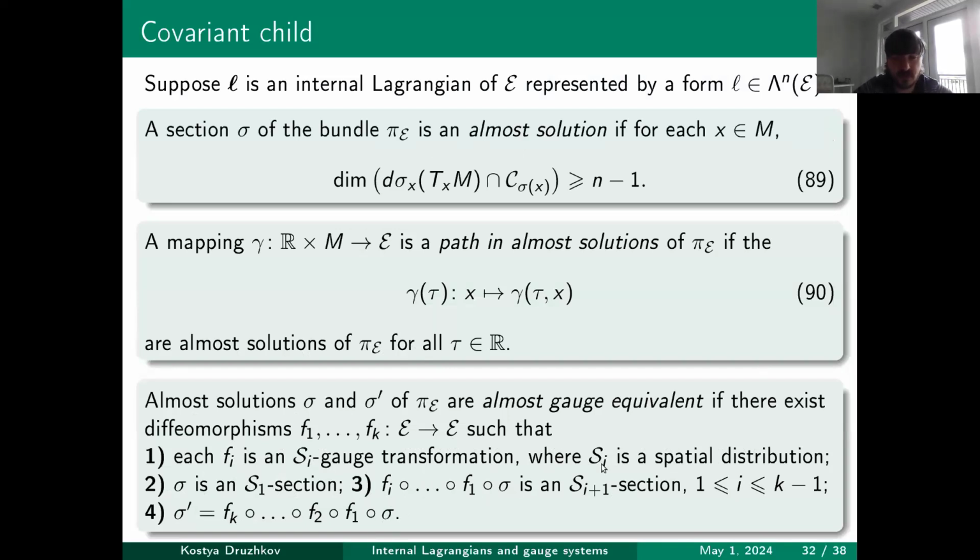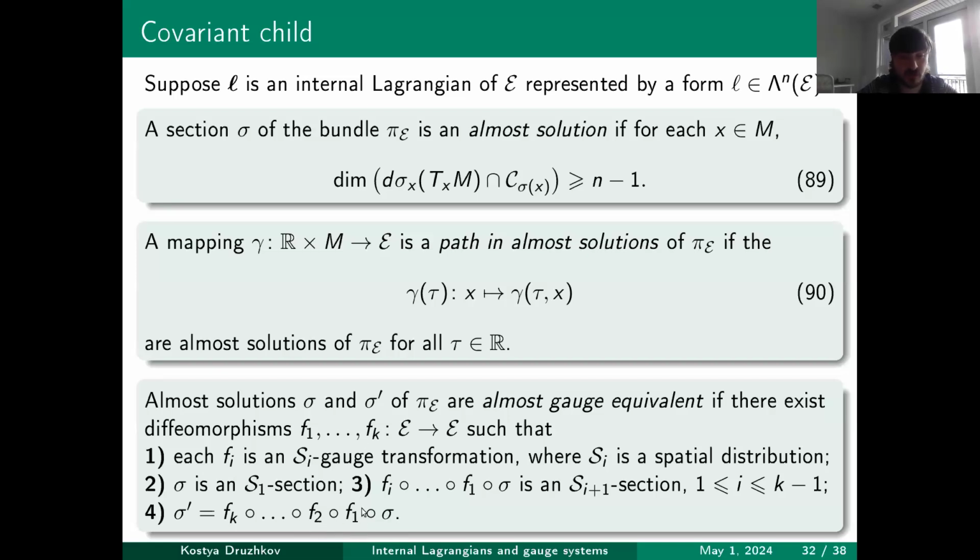So, loosely speaking, our spatial distributions are just observers. Let's suppose that we have a bunch of observers, observer number 1, etc., observer number k. And sigma is an S_1 section. That is, sigma describes something like time evolution for the first observer. But according to the first observer, this composition, since phi 1 is a gauge symmetry, an S_1 gauge symmetry, describes the same phenomena. But it may happen that this composition also describes something like time evolution according to observer number 2. Then, from his point of view, this composition describes the same phenomena.